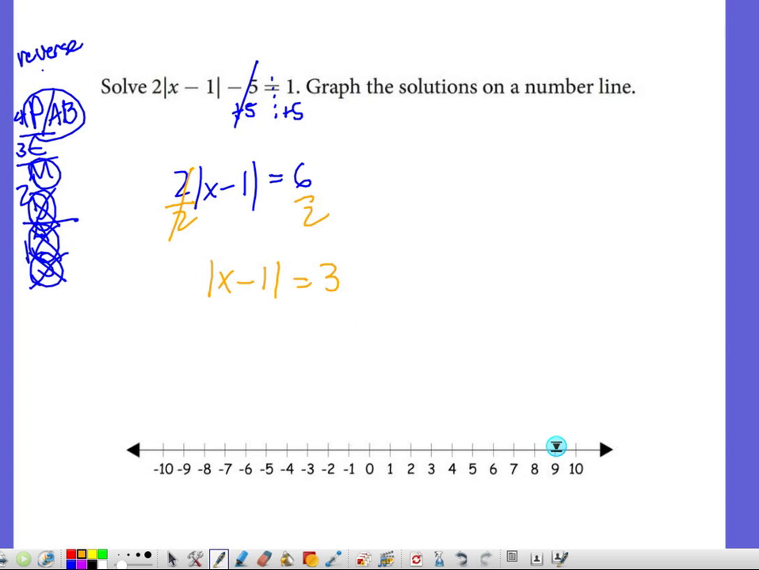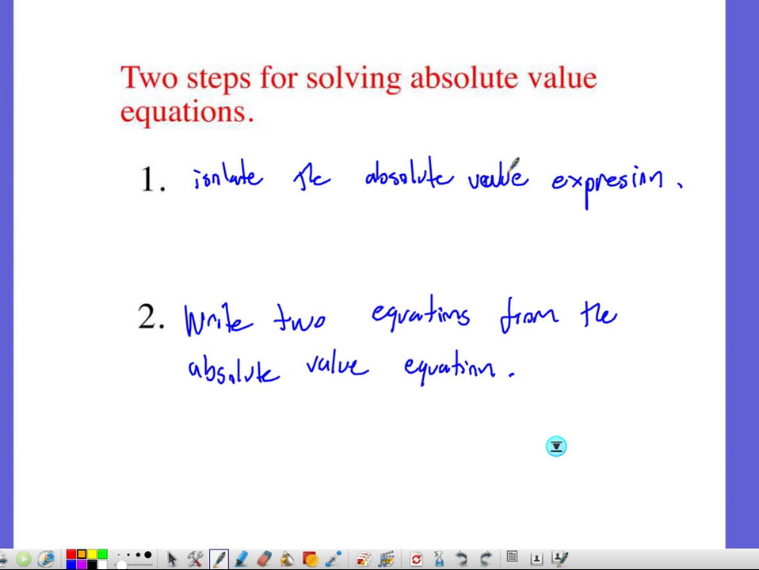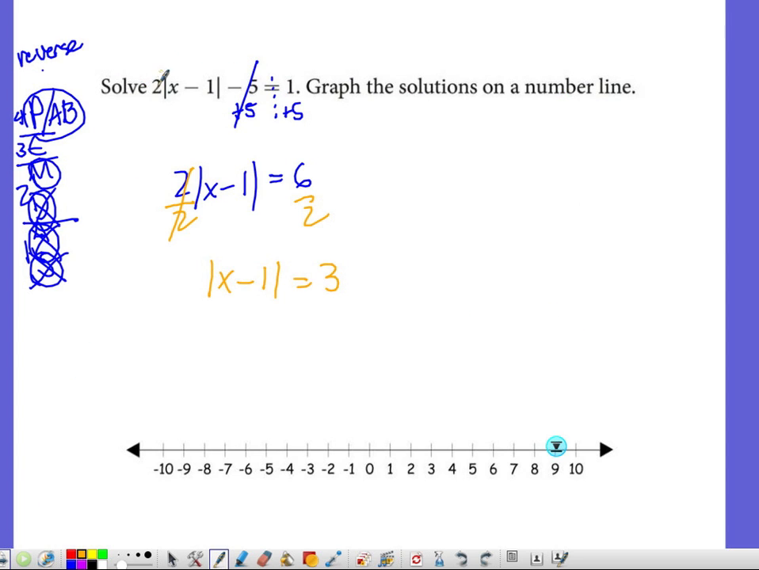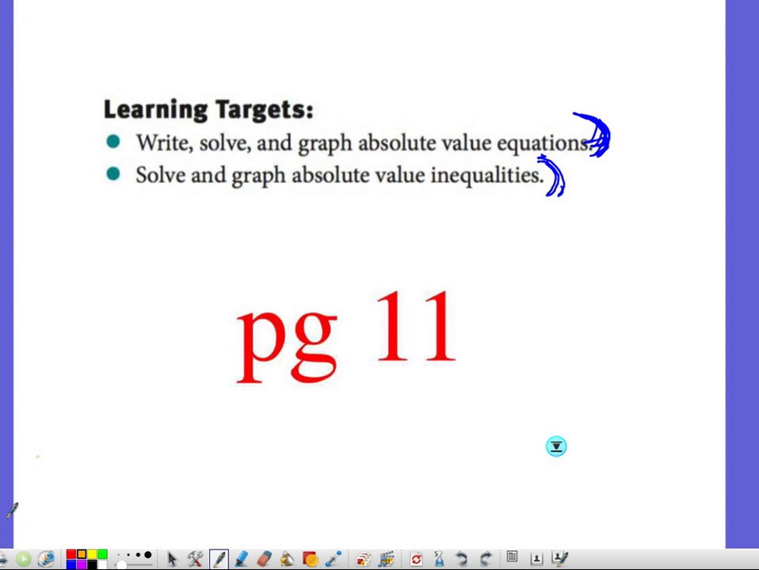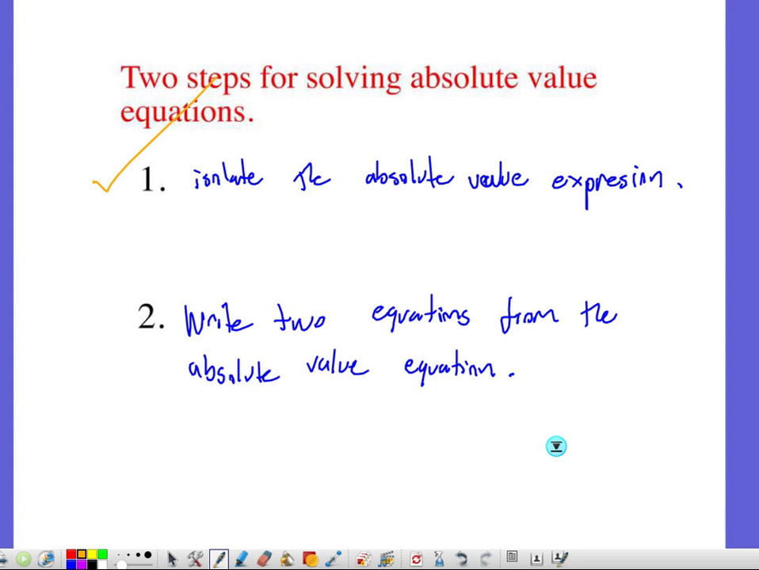So is step 1 complete? Did I isolate the absolute value expression? Is this by itself now? Did I get rid of the 2 and the negative 5? Yes, I did. Step 1 is complete.